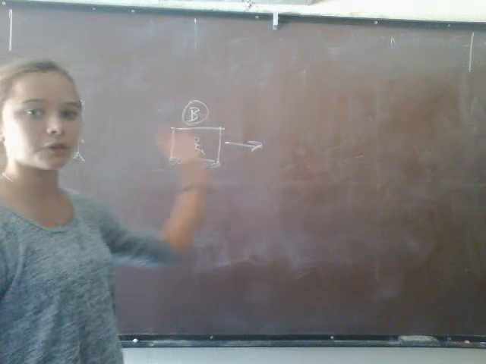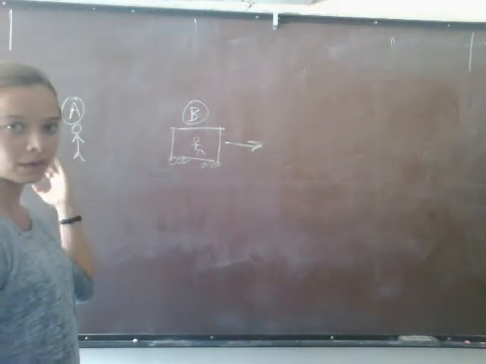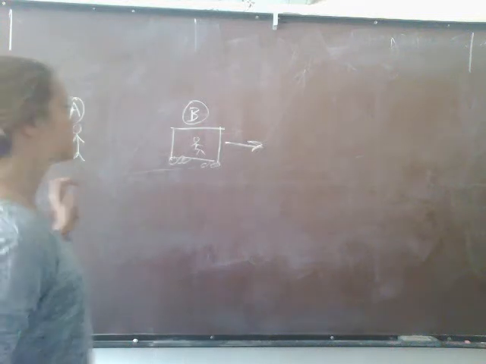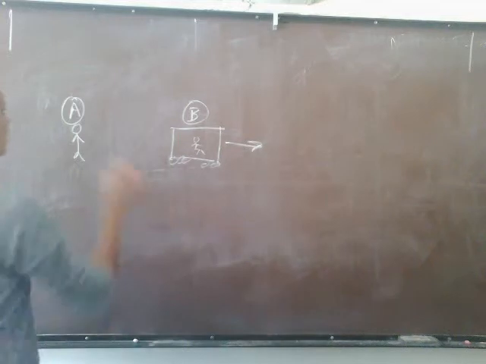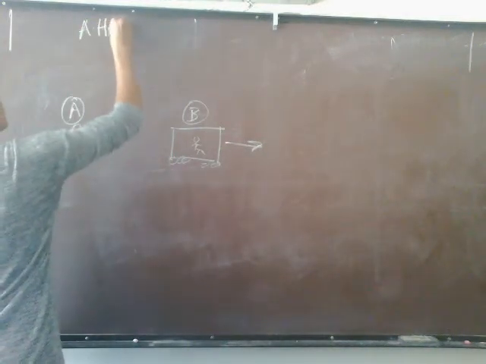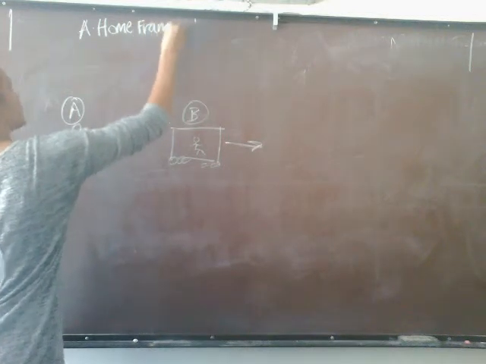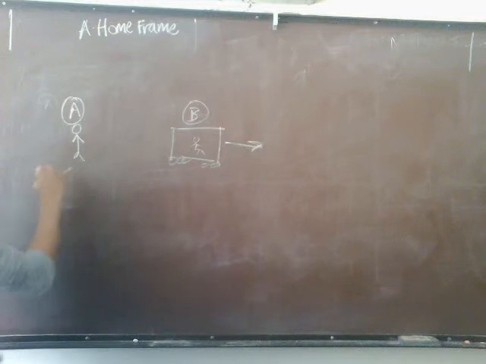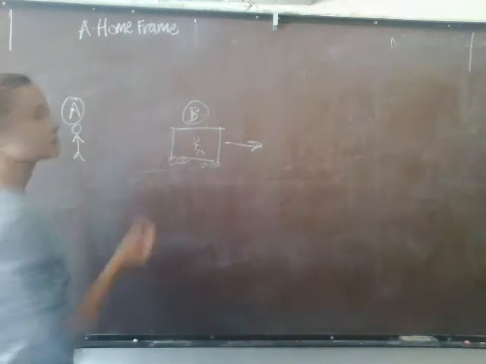A sees B moving away from them at a speed. B sees A moving away from them at a speed, but the other way. So, we have to refer to these from two different reference frames. Now, we're going to call A the home frame, where all events occurring according to A are going to be different than they are according to B.